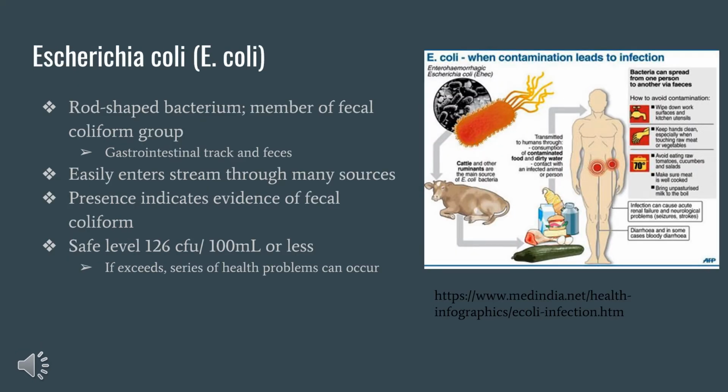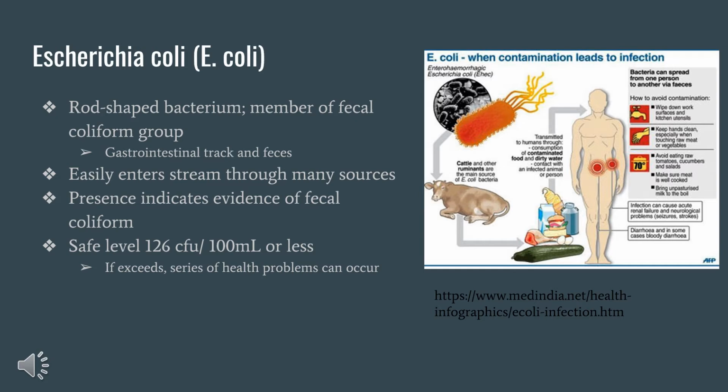As I stated previously, contaminants of all kinds can enter our stream systems and severely degrade our environment, and some have great impacts on human health. E. coli is a rod-shaped bacterium that is a member of the fecal coliform group. It's typically found in gastrointestinal tracts and feces of warm-blooded animals.